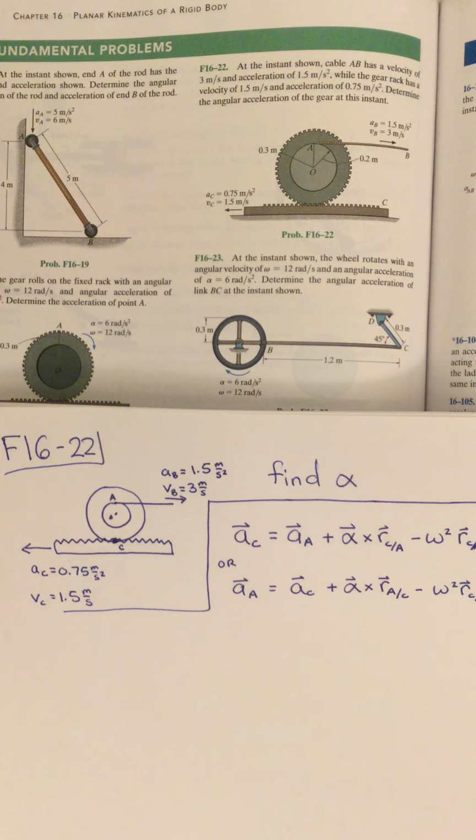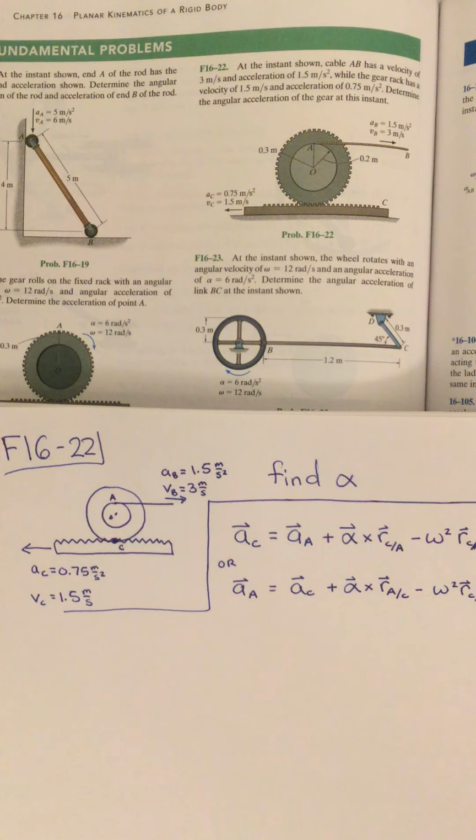Fundamental problem 22 from chapter 16. At the instant shown, cable AB has a velocity of 3 meters per second and acceleration of 1.5 meters per second squared, while the gear rack has a velocity of 1.5 meters per second and acceleration of 0.75 meters per second squared. Determine the angular acceleration of the gear at this instant.